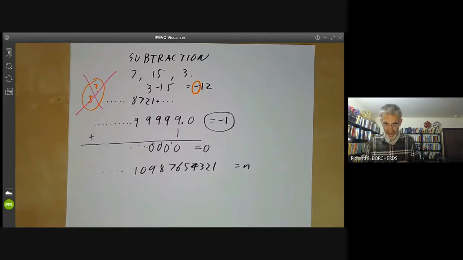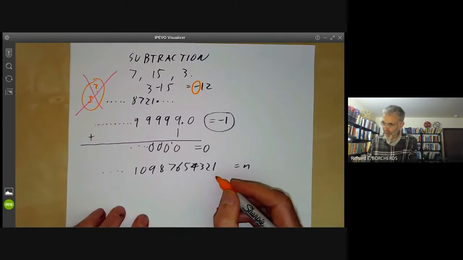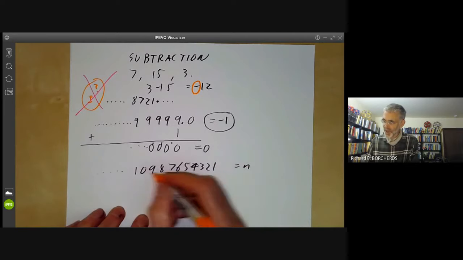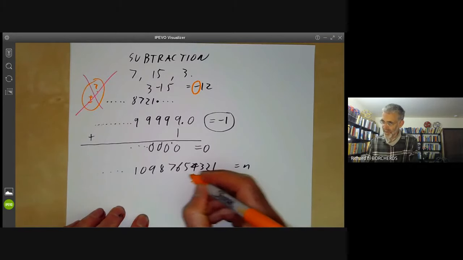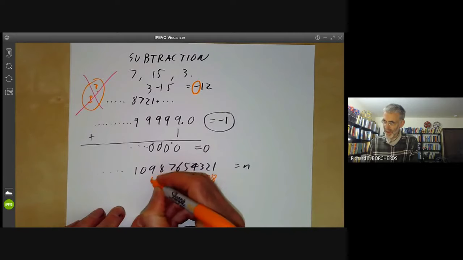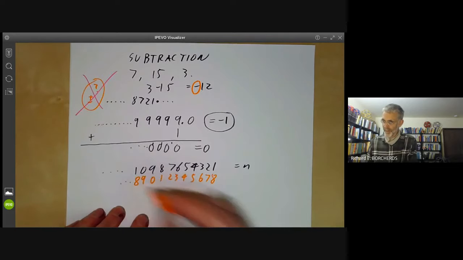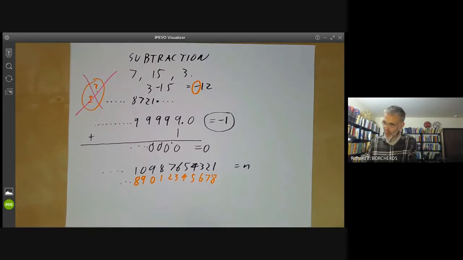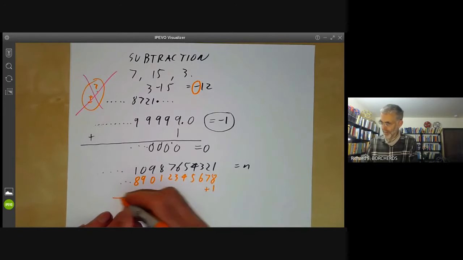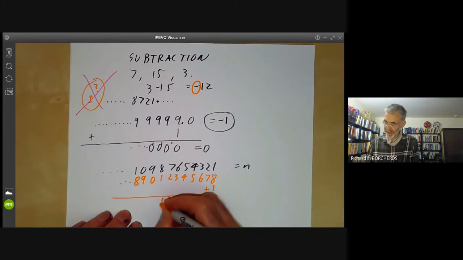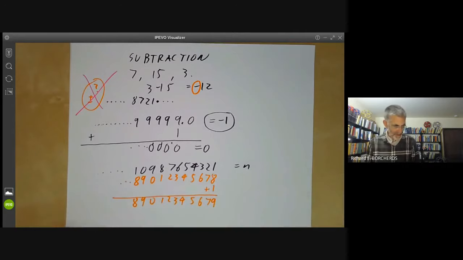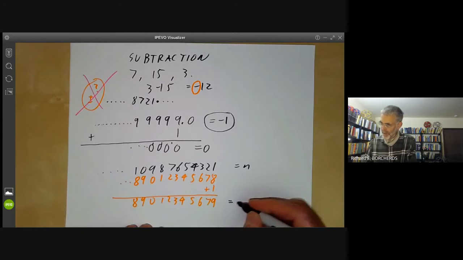Well, you can get minus n in two steps. First of all, we take the nines complement. This means you take every digit and you replace it by 9 minus the digit. So this becomes 8765432108. And then I'm going to add 1 to it. And I get 97654321098. And this is going to be minus n.